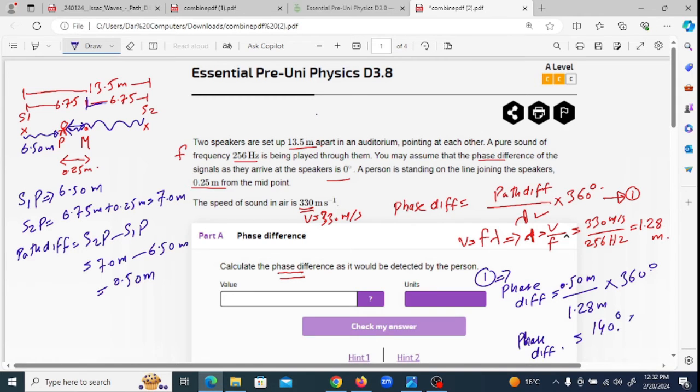So actually our answer is 160.4 or 141 degrees. This is the exact answer. Okay.